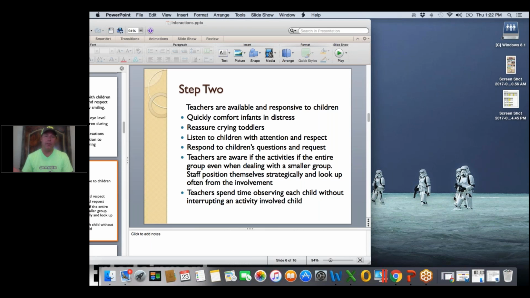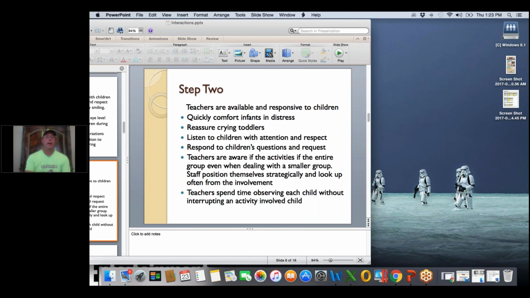And then, of course, teachers spend time observing each child without interrupting an activity, that type of thing. We've got a whole functional area. Again, when we get to program management, we're going to do a whole webinar just on assessments and observations and how important they are and how they need to be done. So look forward to that one in a few weeks.